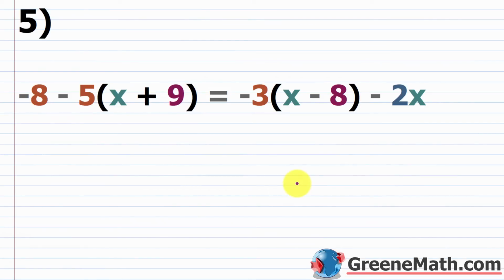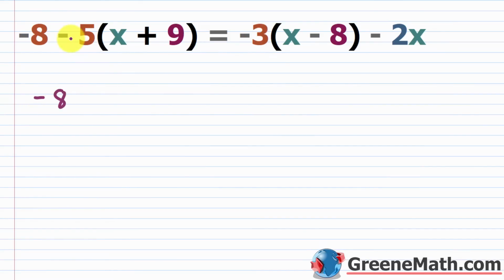All right, let's look at problem number 5. So we have negative 8 minus 5 times the quantity x plus 9. This is equal to negative 3 times the quantity x minus 8, and then we're subtracting away 2x. Let me write negative 8, and then negative 5 times x would be minus 5x. Negative 5 times 9 would be minus 45. This equals, over here, negative 3 times x is negative 3x, and then negative 3 times negative 8 is positive 24, and then you have minus 2x.